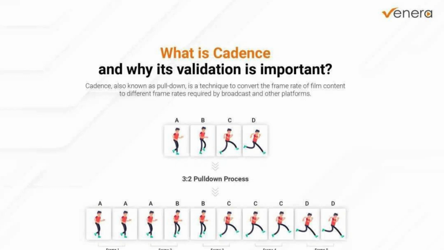Cadence or pull-down is all about ensuring your movie looks good no matter where or how it's played. With the help of Pulsar and Quasar, you can ensure the cadence process is executed flawlessly, keeping the video experience smooth and enjoyable.